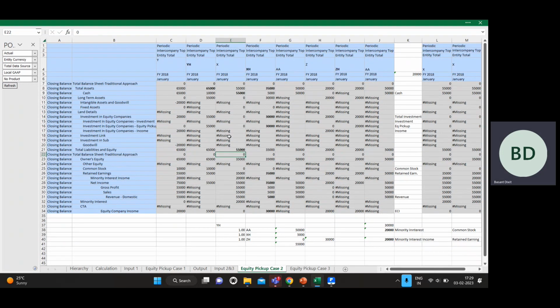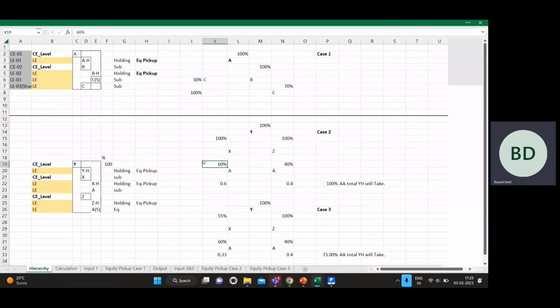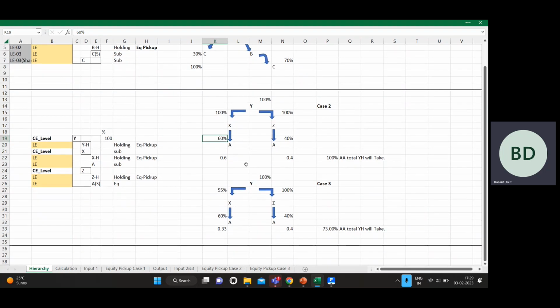Okay, so this was the case when we have a hierarchy like this, with one subsidiary, and holding subsidiaries where it has a 60% stake in another child of it, and one has an equity company. But in the third case, which is similar to the first, we have a change. Y is now having a 55% stake, not the 100% stake, in the X company. Okay, so what figures will come?